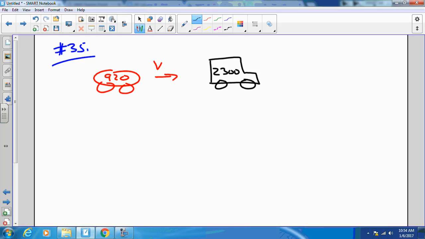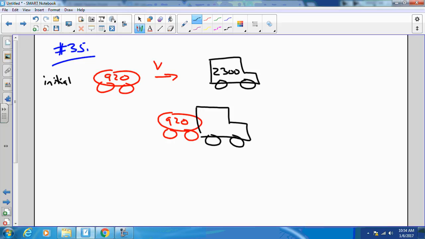And then for the final states, the sports car runs into the SUV, and everything kind of blocks together and they go forward 2.8 meters. What type of collision is this? Inelastic. Good. Very good. They lock together.